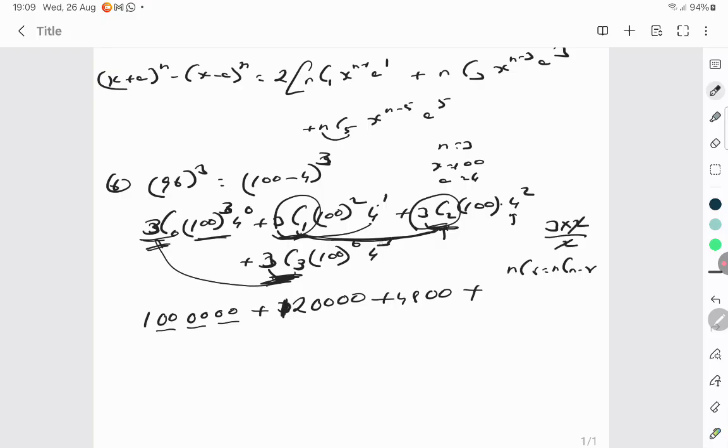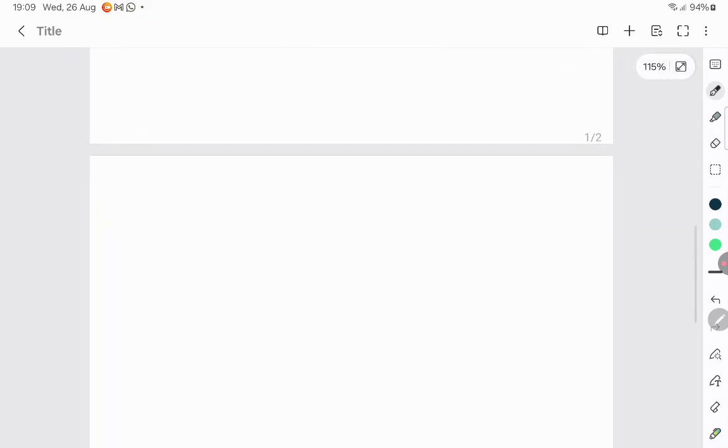So it's 4 to the power 3, right? And this 100 to the power 0 is 1. This is also 1. So 4 fours are 16, 16 fours are 64. So just add it and write your answers. Check for your book answers.